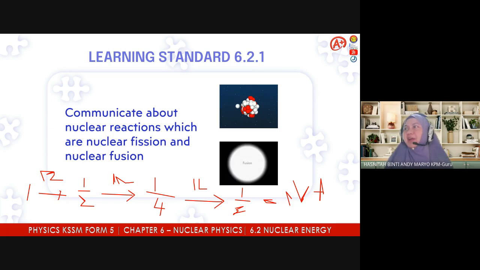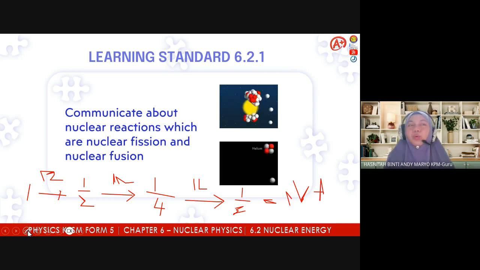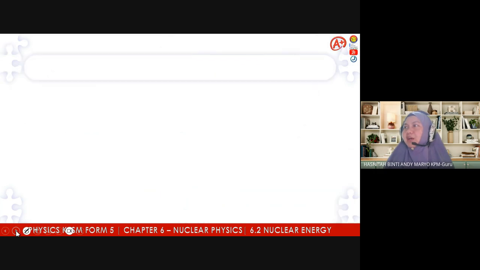Okay, now that is a few exercises on half-life. Later we continue. So now we begin with our lesson with the first learning standard, to communicate two types of nuclear reaction. The first one is called nuclear fission and the second one is called nuclear fusion. So this is the comparison between nuclear fission and fusion.